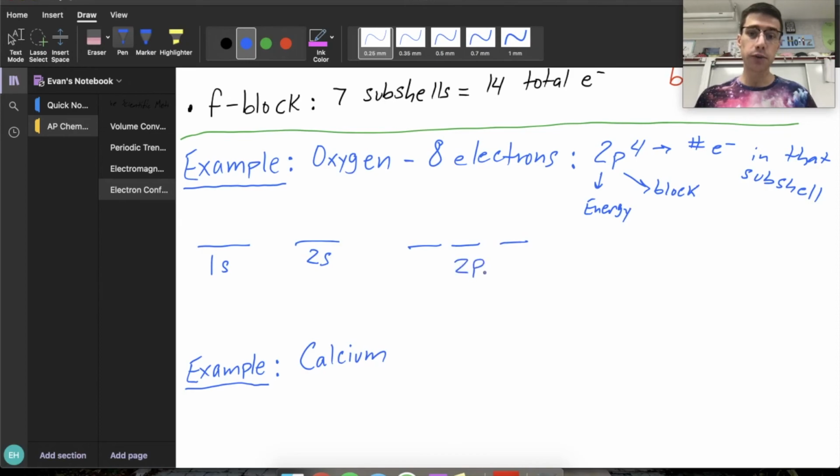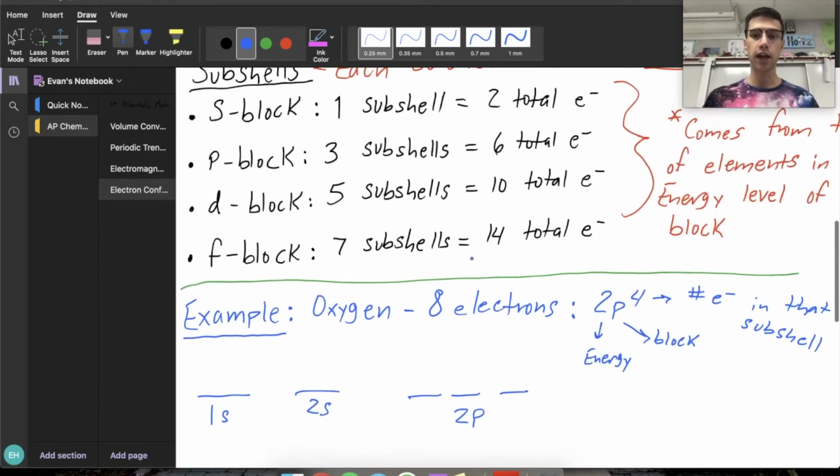So all three of these subshells represent the 2p block. Now again, because there are 3 subshells in the P block, and each one can hold 2 electrons, that's a total of 6 electrons. Why is it a total of 6?